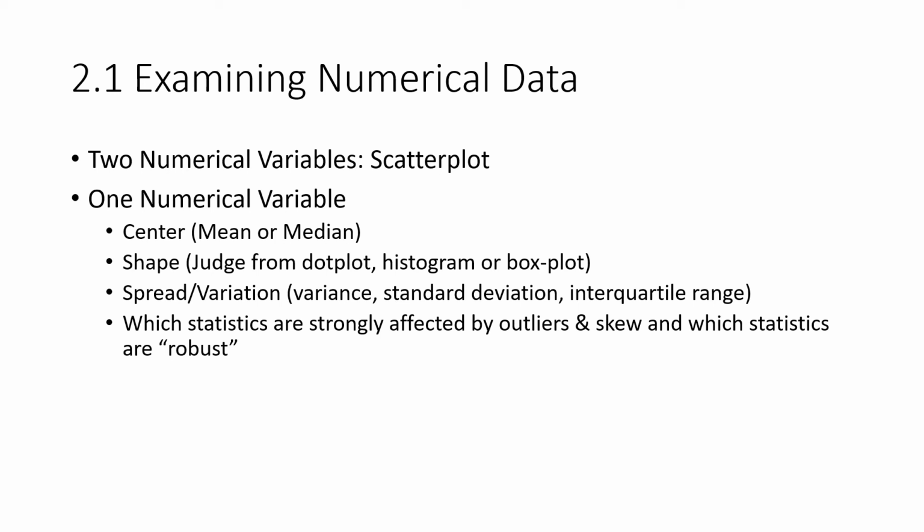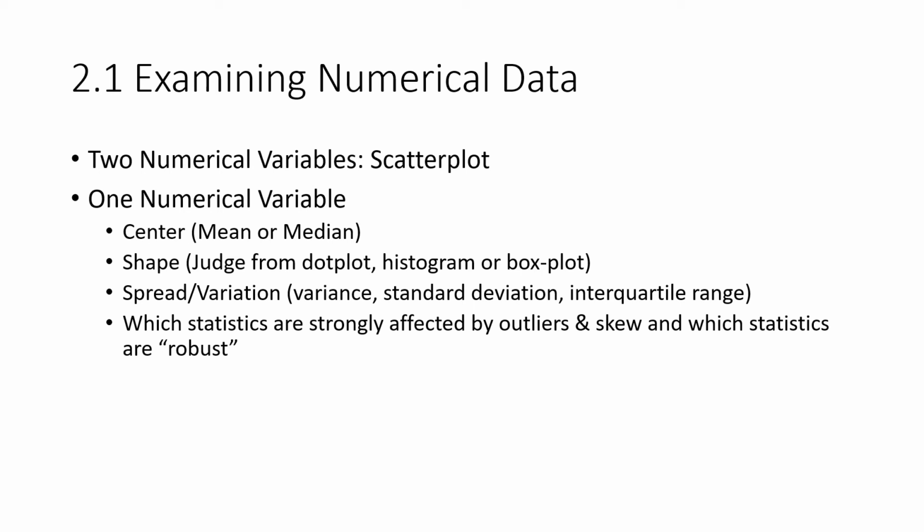We'll also want to have a sense of how much variation there is around the center, and we'll see ways to measure spread or variation using variance, standard deviation, and the interquartile range. And then we'll talk about these summary measures. Some of them are strongly affected by the shape of the distribution or by having outliers. And some of them are not so strongly affected.